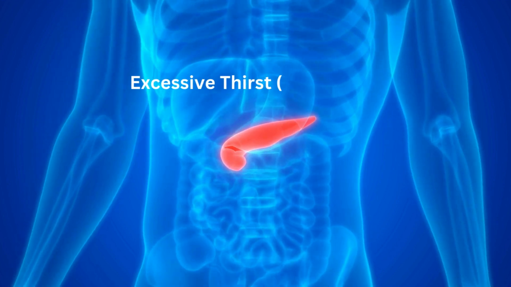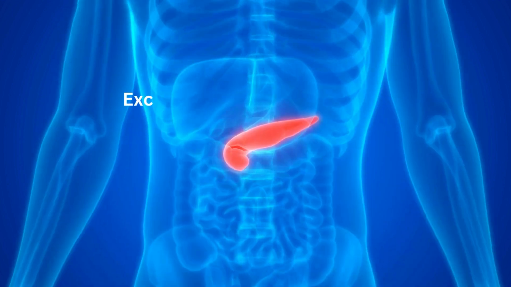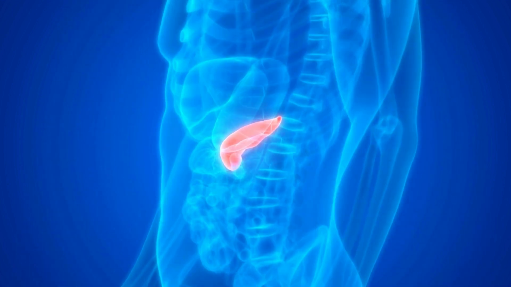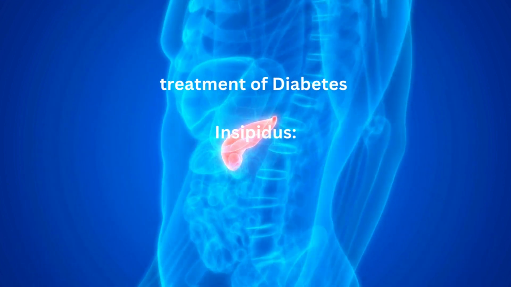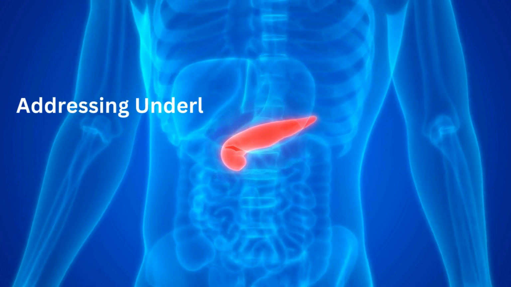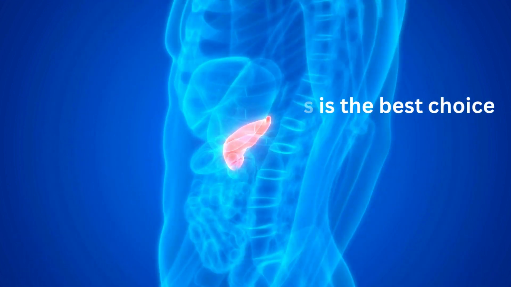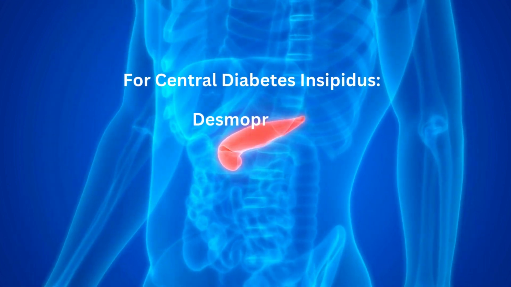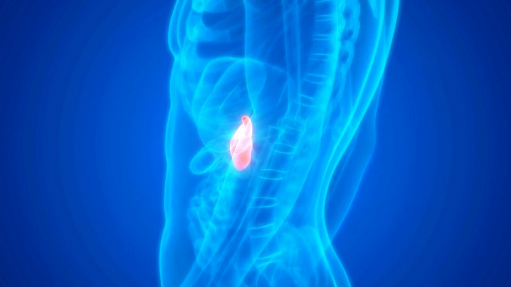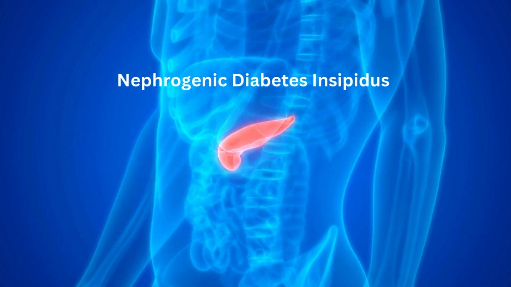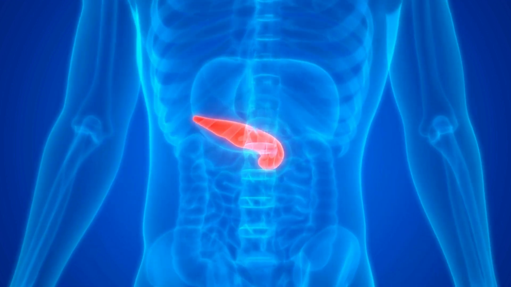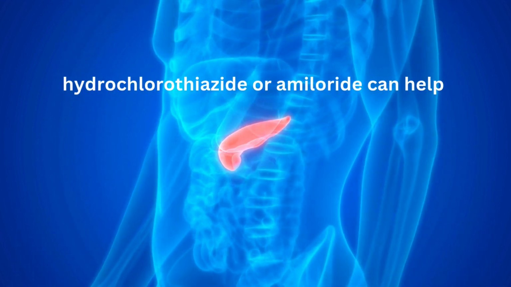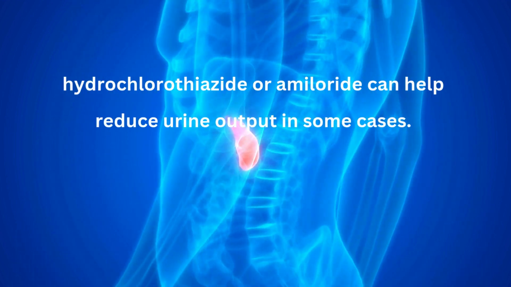Symptoms of diabetes insipidus. Excessive thirst, polydipsia. Excessive urination, polyuria. Nocturia, dehydration. Treatment of diabetes insipidus. Addressing underlying issues is the best choice. For central diabetes insipidus, desmopressin. Nephrogenic diabetes insipidus. Medications, diuretics, such as hydrochlorothiazide or amiloride, can help reduce urine output in some cases.